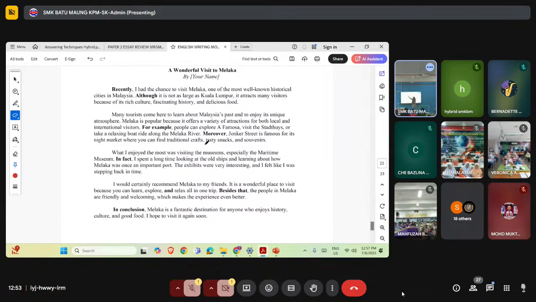But we can see here, rich culture. Can you write rich culture? Is it an everyday vocab? No, right? Not everyone can write rich culture. What else? Traditional crafts. Tasty snacks. Souvenirs is everyday vocab. Okay? Exhibits. All right? Stepping back in time is a good sentence. It's a good vocabulary. Normal vocabulary? No. I would consider this as a good vocab. Okay?